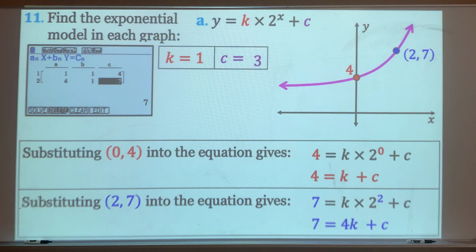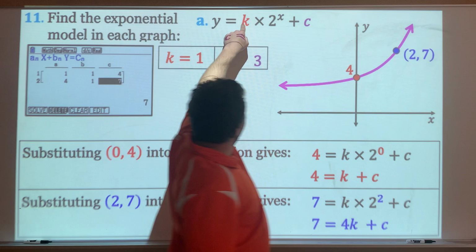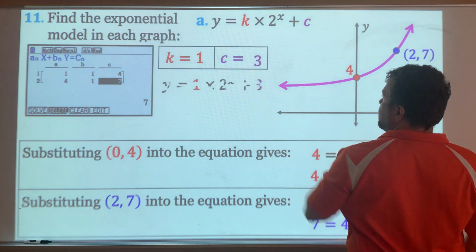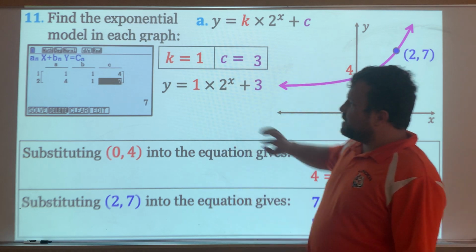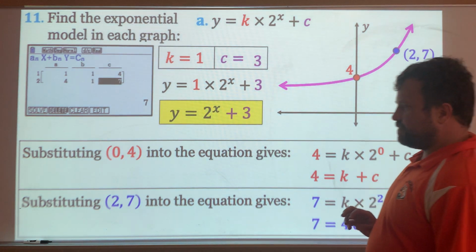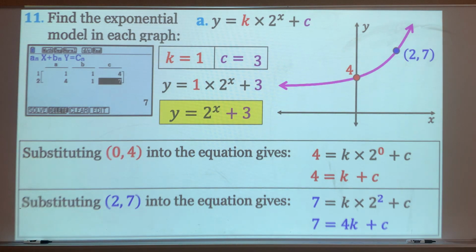So they actually asked to find the exponential model. So we're going to have to plug this stuff back in. Y equals 1 times 2 to the x plus 3. Now what's 1 times anything? Itself. So we can just write this as y equals 2 to the x plus 3. That's it. That's how easy that problem is.